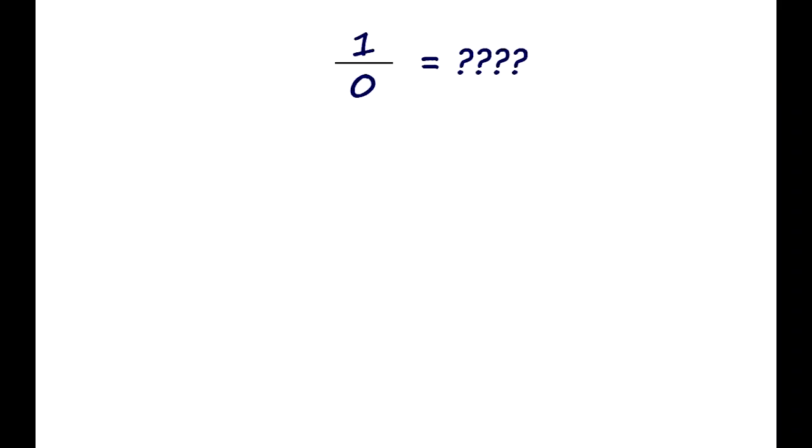1 over 0. What is it? Is it infinity? Well, something divided by 0, it could be infinity or not. Okay, that's what we talk about. I give you the answer first. It's not infinity. Then what is it? 1 over 0 is not a number.